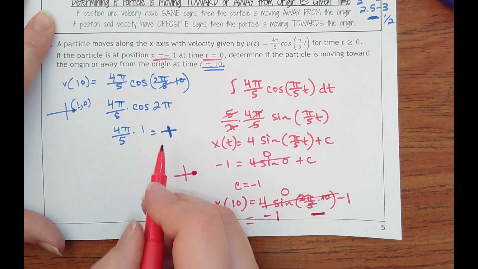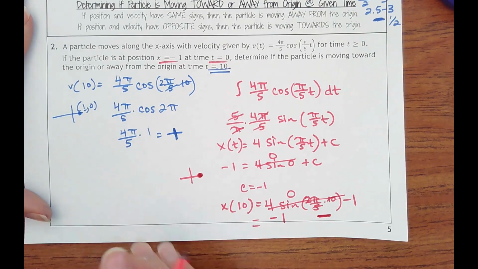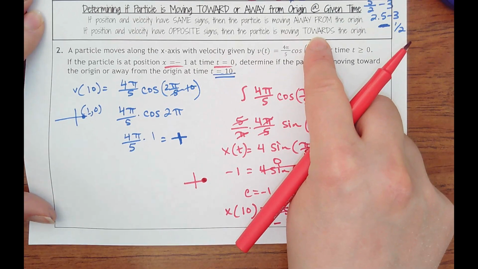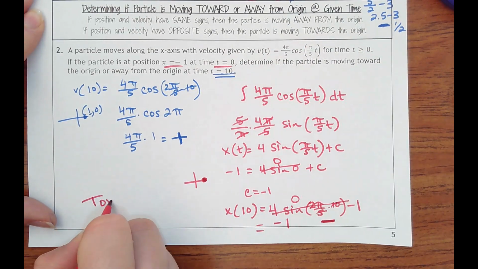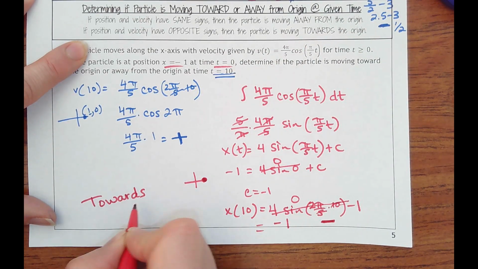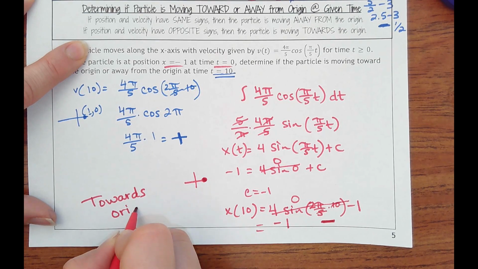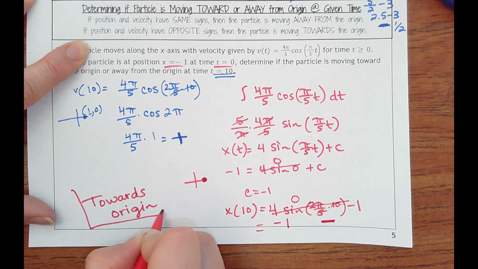So position is negative, velocity is positive. We would say we're moving towards the origin. That's it.